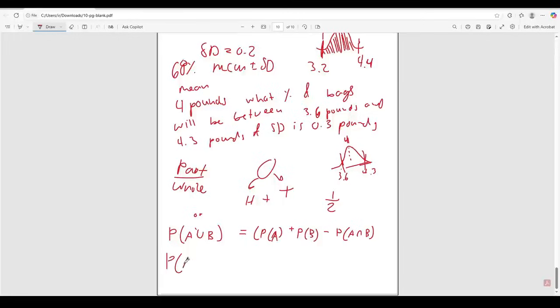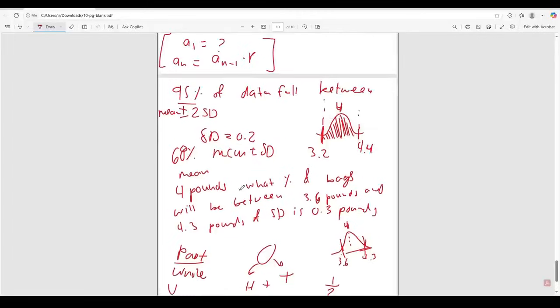If you want to find the probability of A and B, then you just do the probability of A times the probability of B, okay? So this U means or, and this closed U means and, okay? So the probability of A and B is the probability of A times the probability of B, and the probability of A or B is the probability of A plus the probability of B minus the probability of A and B, okay? And that's pretty much all you need to know about probability here and dependent versus independent tests.